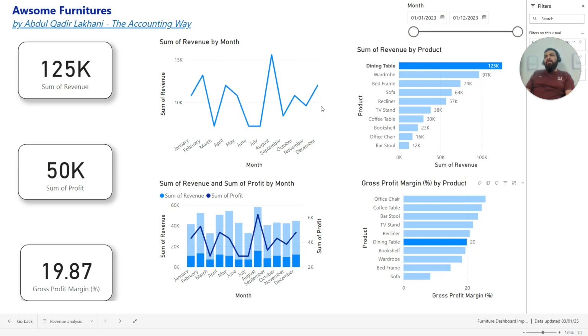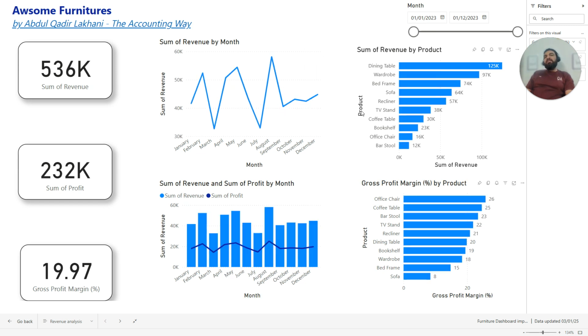Let's say dining table. In dining table, we had this dip in June as well. So what was the reason for this? We can investigate and then maybe correct it, improve it, so that our regular line is above this 15k line, just like we had in August. And we could analyze it product wise. Our sales and marketing team can focus on this.